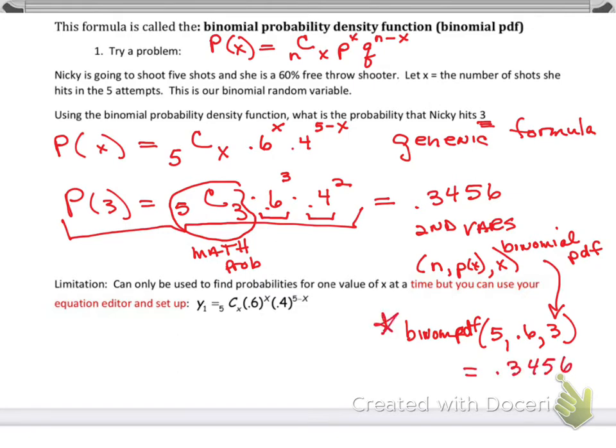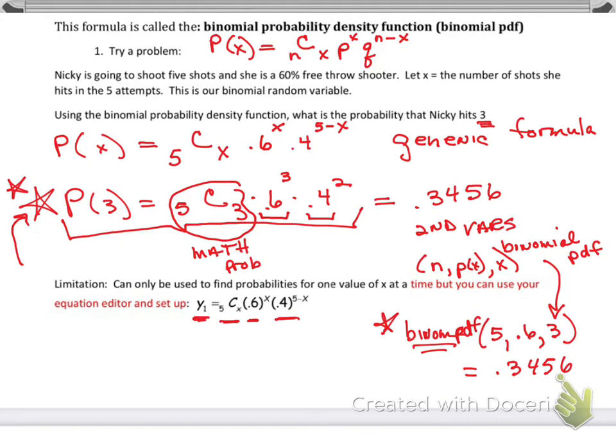So this is the quickest way to do it. I want you to know this way as well, but know that this is the quickest way. Now, notice that when you use this formula, you can only do one x at a time. But you can use this formula that I just stored and put it in your equation editor. Put for your y1, you're going to type in this from math, and then this raised to the x, and this.